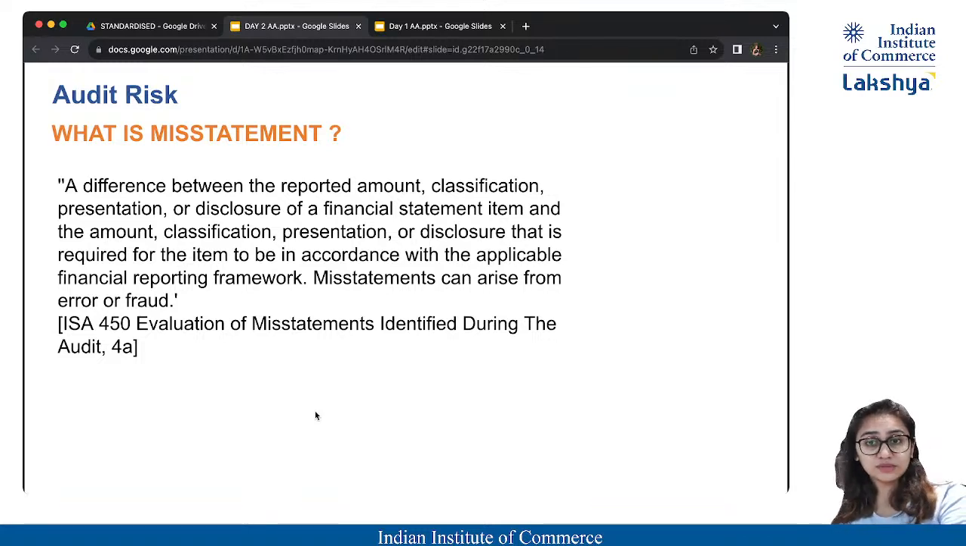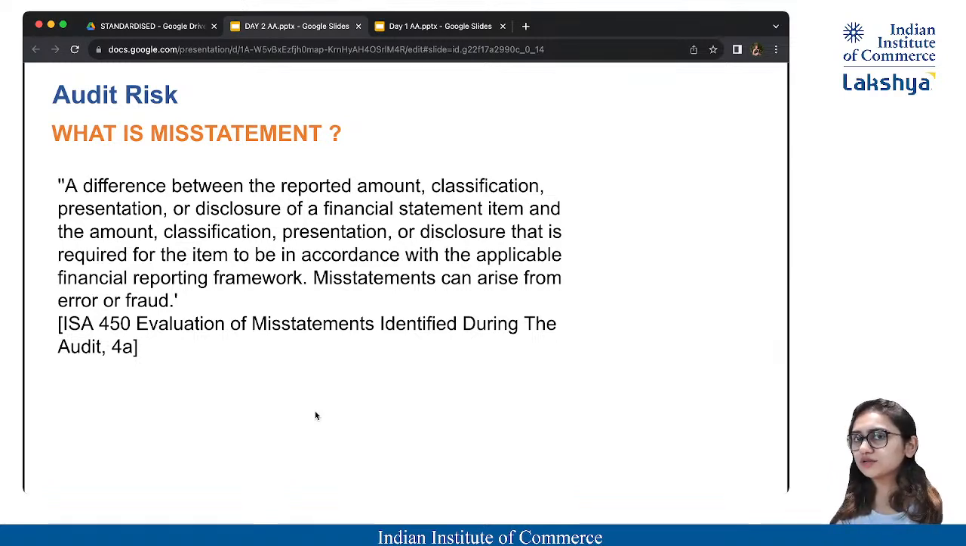Now what about the misstatement? Misstatement can arise from error or fraud. So for example, I had to write 1000, but instead of 1000, I mistakenly wrote 100. By mistake, I left out 900. So this is an error that happened by mistake. It was unintentional. I was maybe in a hurry, or I was under immense pressure, or I was not in the right frame of mind. So I added 10 less, or maybe I added 10 more. That is an error. It is unintentional.